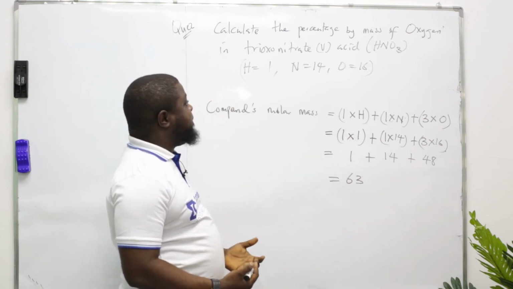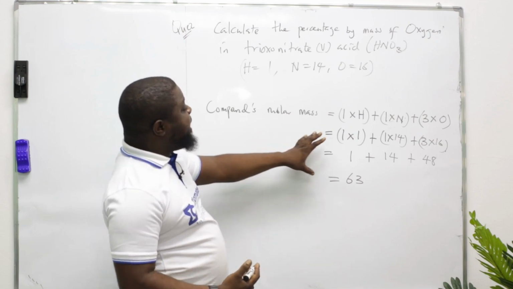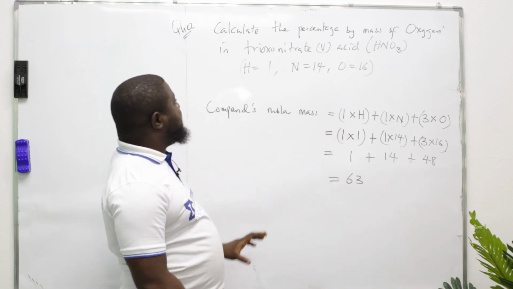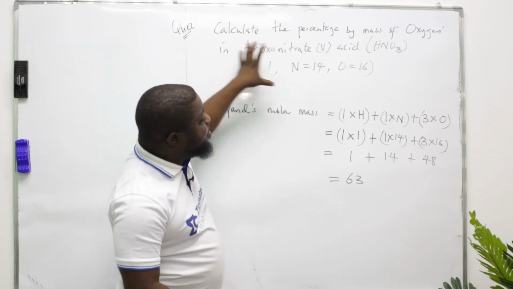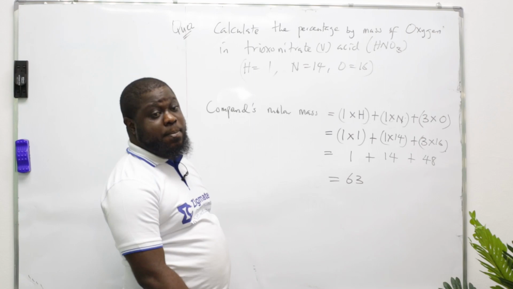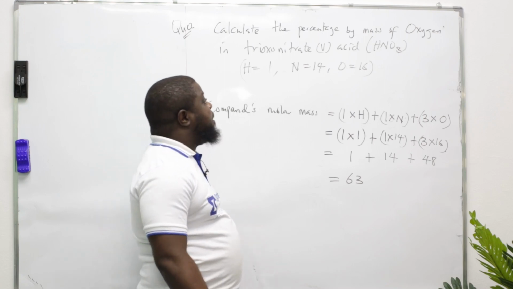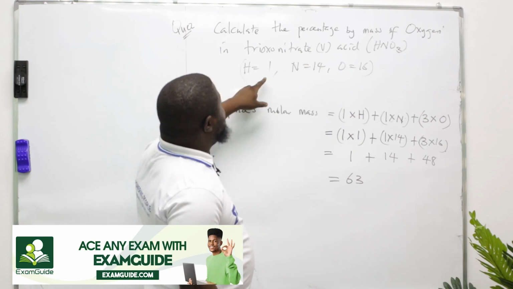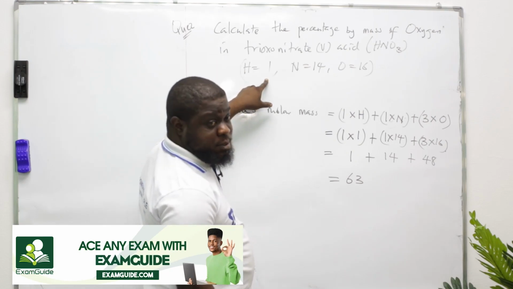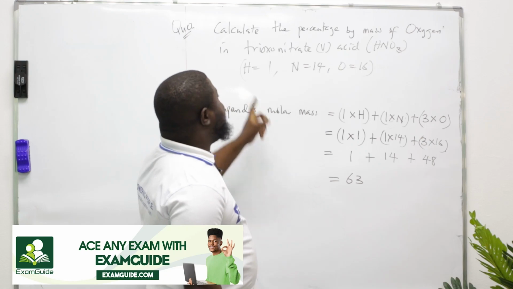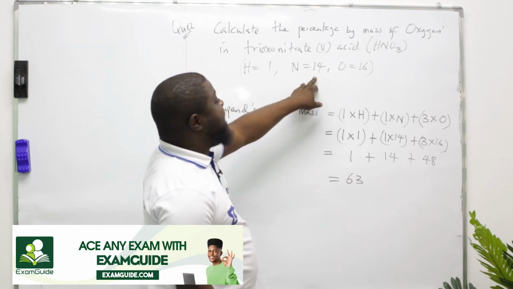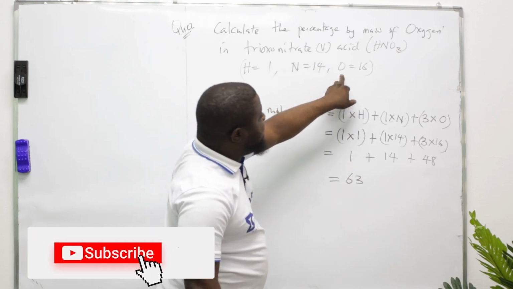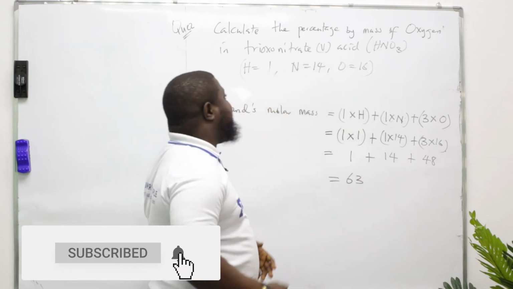But I'll still explain. Why we bring the mass like this is because the molar mass, like I said, is the sum of all the masses in the compound. Now, H is 1, and the mass number of hydrogen is 1. The mass number of nitrogen they gave you as 14, and the mass number of oxygen they gave you as 16.